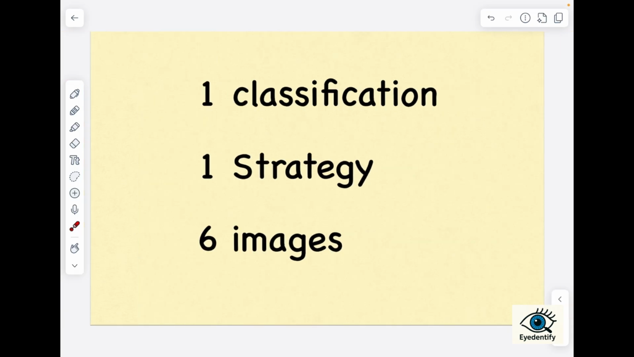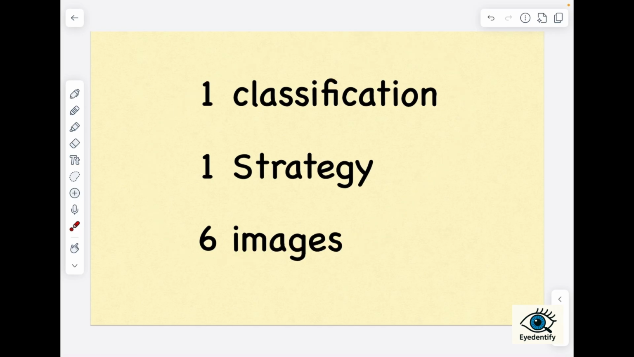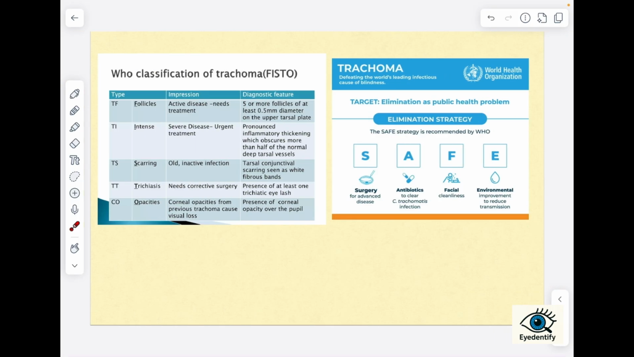So in trachoma, what you remember is one classification, one strategy, and six images. Okay, that's all you need for trachoma. Trachoma occurs due to Chlamydia trachomatis infection in the eye. So one classification, one strategy, and six images. The WHO classification of trachoma is the FISTO classification.